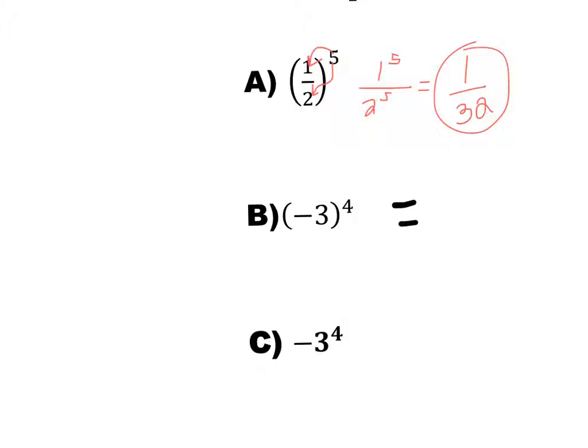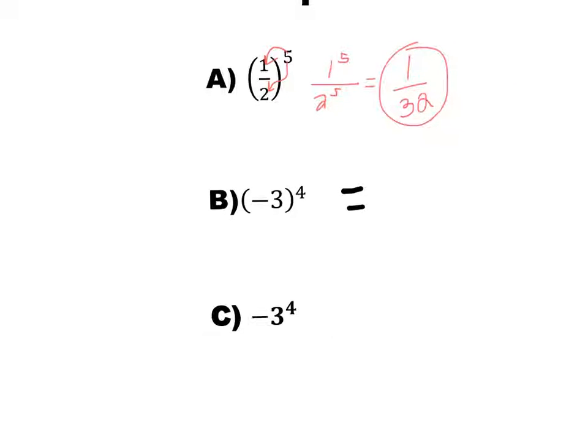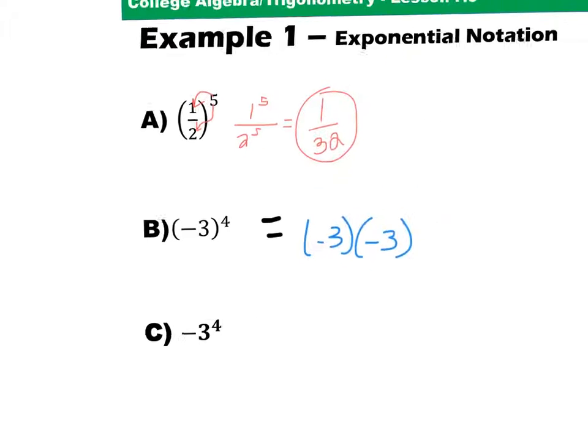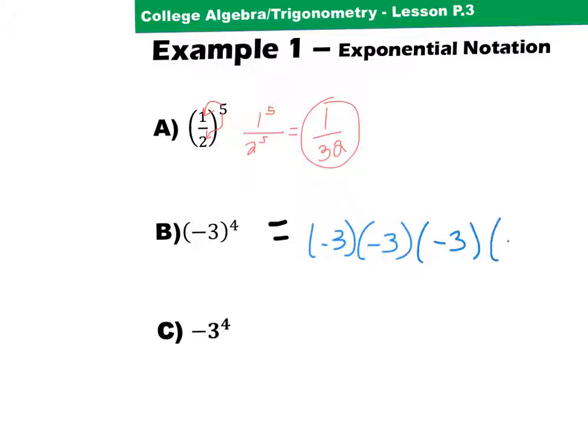They're sad. What do they need? It needs a hug, right? We feel bad for negative 3. This is negative 3 times negative 3 times negative 3 times negative 3.